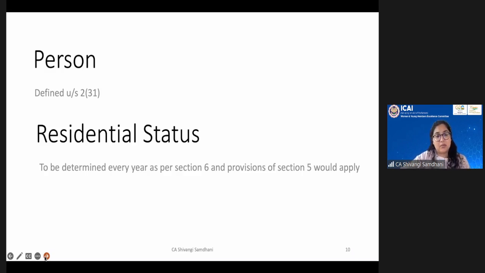The second important thing which requires attention of everybody is residential status. Residential status is important to understand because it determines the incidence of tax. It helps us understand the scope of income of a person. I want to emphasize here that persons can be further classified on the basis of their residential status. The distinction is very important because the amount of tax they are required to pay, or the scope of income, depends upon their residential status. And here section 5 and section 6 help us.